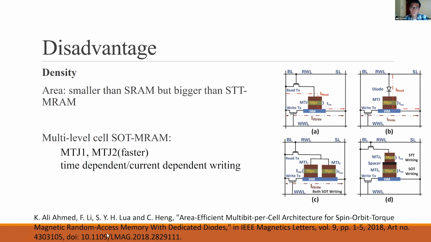Maybe it saves energy, because spin orbit torque has less energy compared with spin transfer torque. But the switching energy, you think? Yeah. Okay, maybe I'll look into it more. Any other questions?